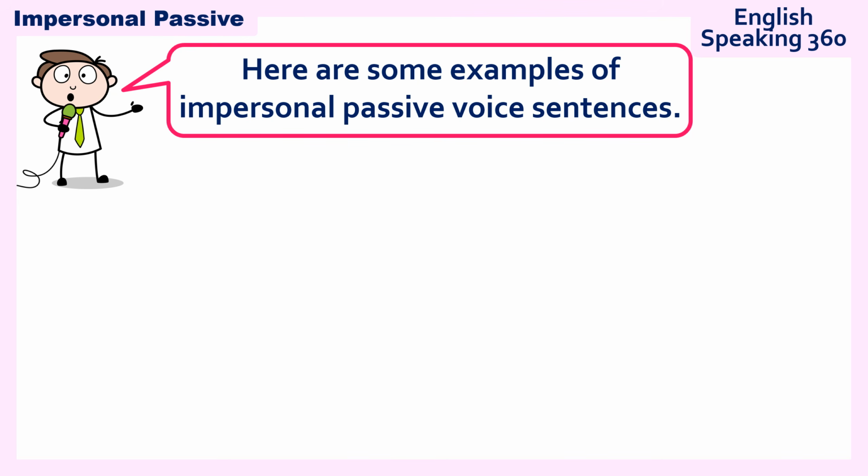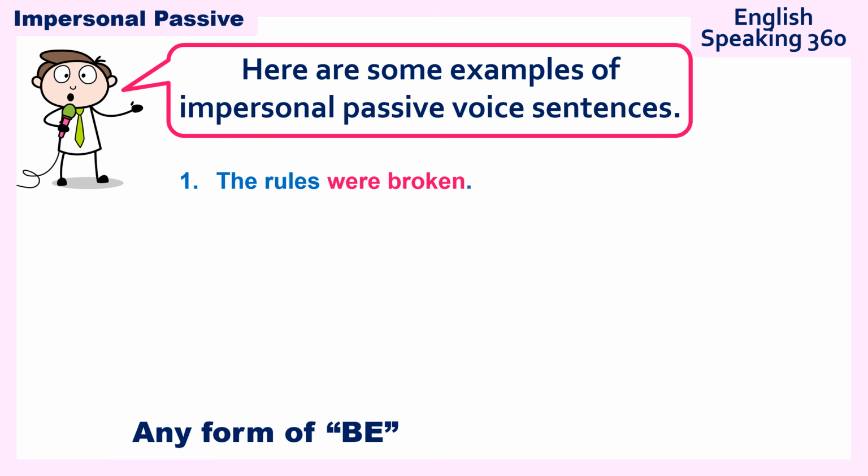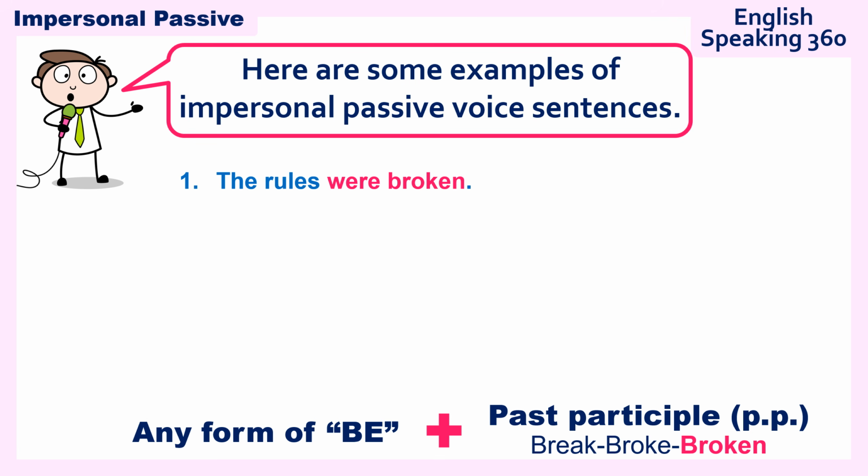Here are some examples of impersonal passive voice sentences. The rules were broken. If you want to make this kind of sentence, you're going to have to use any form of the verb to be, plus, you will need the past participle or the PP. In this case, we have the verb break. Break, broke, broken. So the third one is your PP. The rules were broken. The concert tickets are sold out.